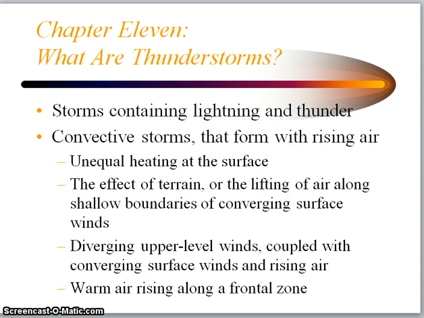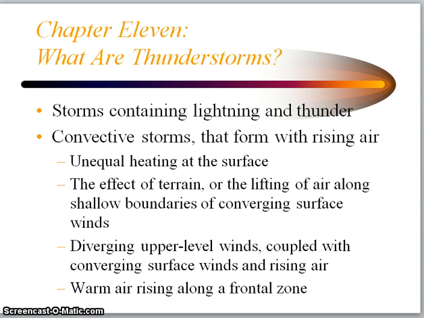Basically, the definition of a thunderstorm is kind of a no-duh. It's a storm that contains lightning and thunder. We all know that. These are convective storms that form because of rising air from the surface. There's some mechanism that causes unequal heating at the surface, like maybe the effect of terrain, a nearby mountain range, or some places heat up more or less than other places. Or you have shallow boundaries along the surface of converging winds, maybe a warm, moist wind from the south that's converging with a cold, dry blob of air coming in from the west.